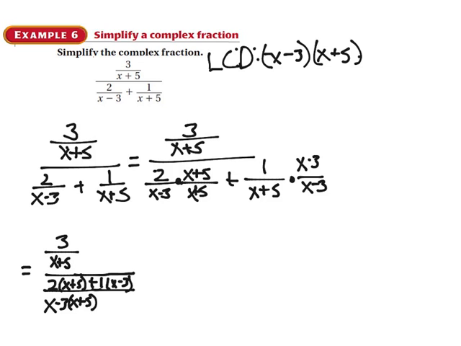You can simplify that on the bottom one. Right now we're left with 3 over x plus 5 on the top. On the bottom, that'll be 2x plus 5 plus 1x, so that'd be 3x. And then 10 minus 3 is going to give me 7, all over, and then that's still going to be my x minus 3 times x plus 5.